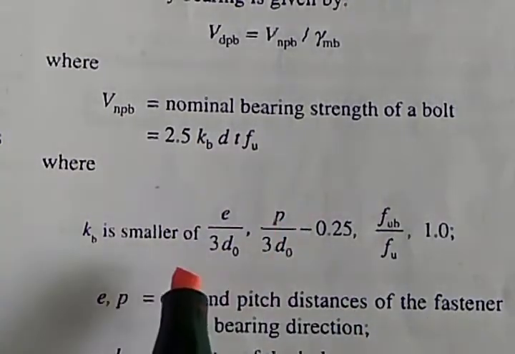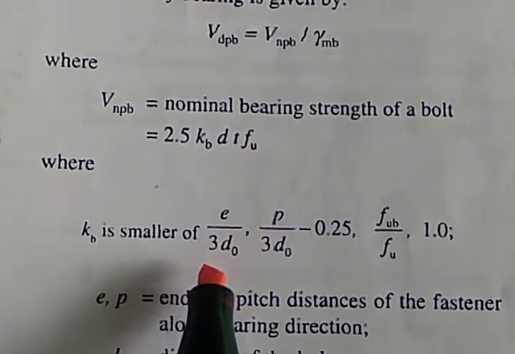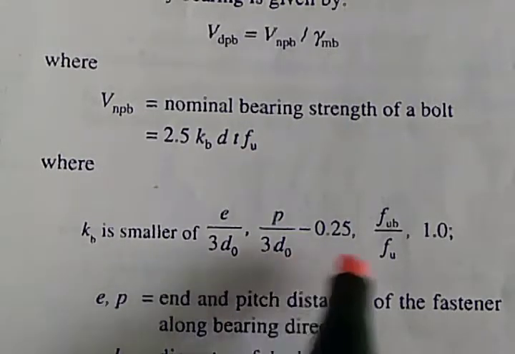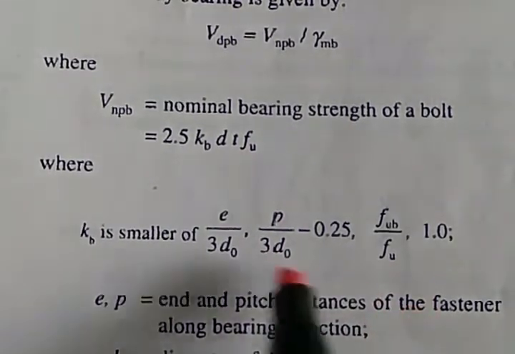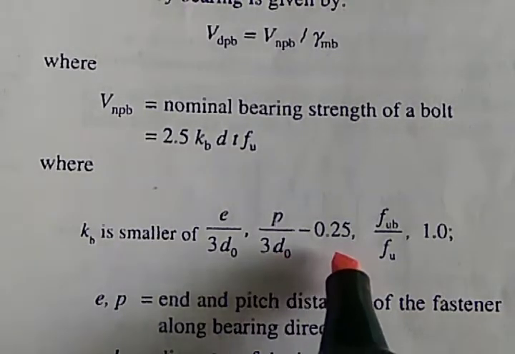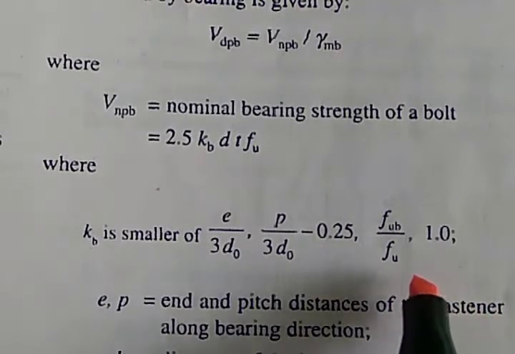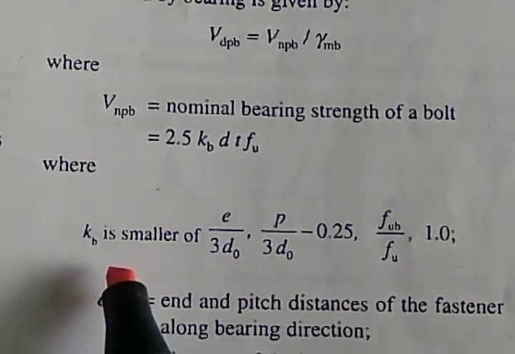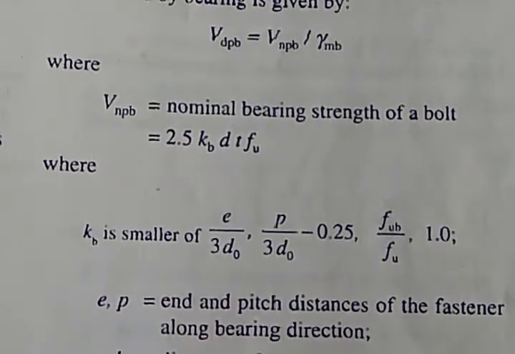Now kb is the smaller of these four parameters: e by 3d0, p by 3d0 minus 0.25, fub by fu, and 1. Out of all the four, whichever value is smaller is to be considered as the value of kb.